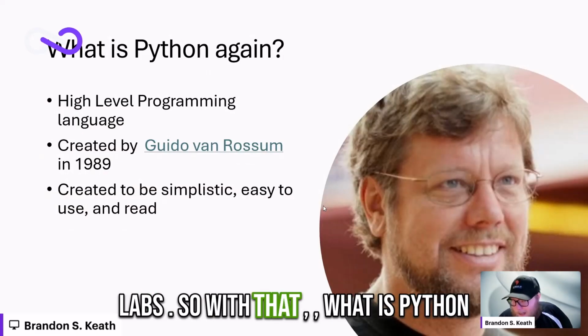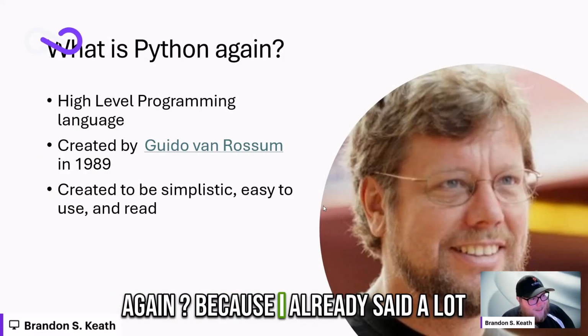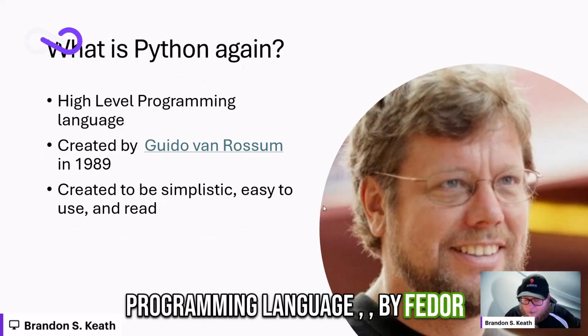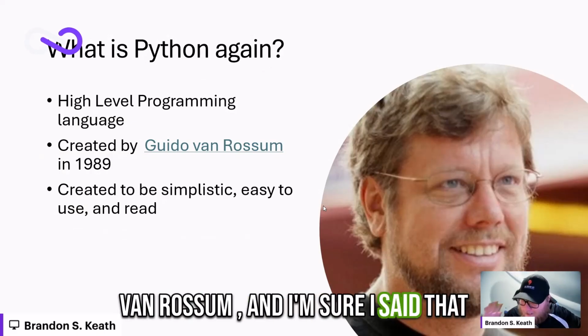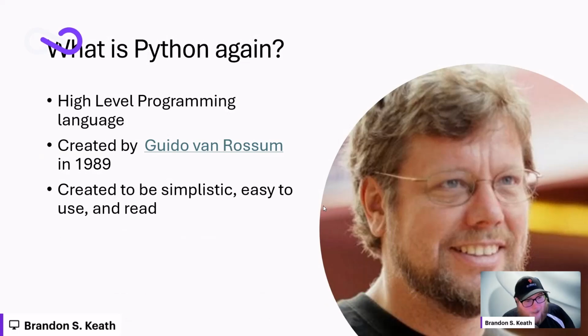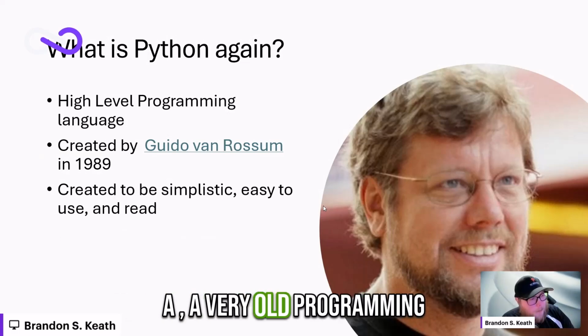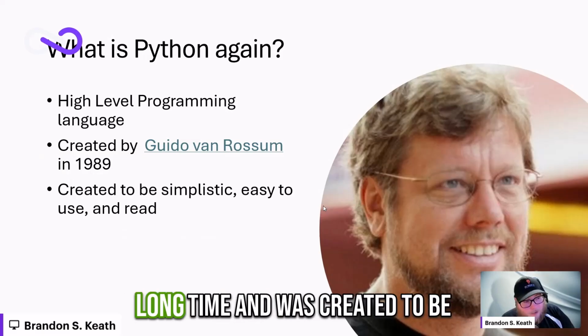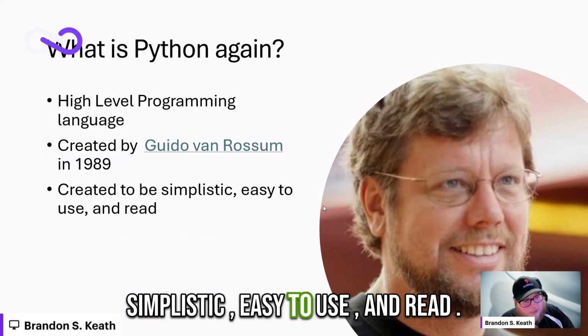So with that, what is Python again? Because I already said a lot already. It's a high-level programming language by Guido van Rossum, and I'm sure I said that wrong, in 1989. So it is a very old programming language, 35, 36 years old. So it's been around a long time and was created to be simplistic, easy to use, and read.